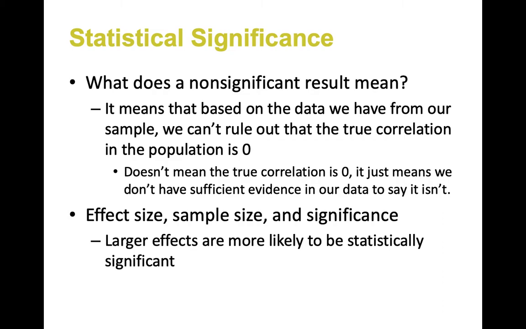Well, so what would a non-significant result mean? This just means that based on the data we have from our sample, we can't rule out that the true correlation in the population is zero. Okay, we can't rule it out. So if we get some p-value, some probability that is relatively high, which by convention would be greater than 5%, we're saying that there's a greater than 5% probability of sampling a correlation this high, even if the true population correlation is zero.